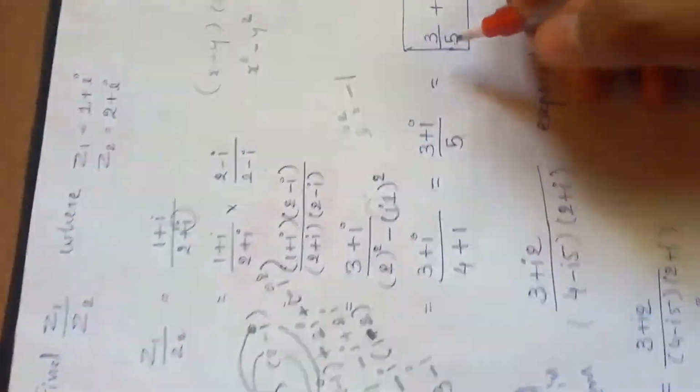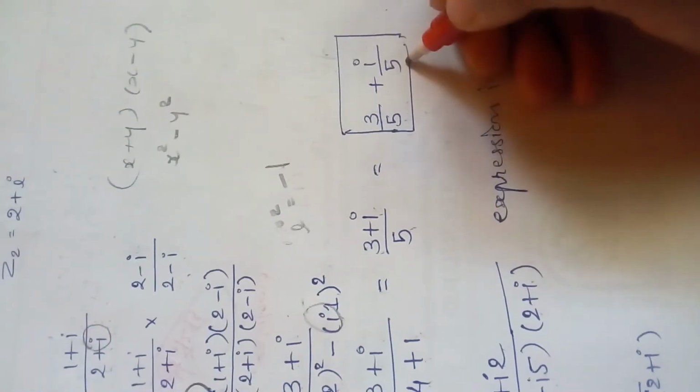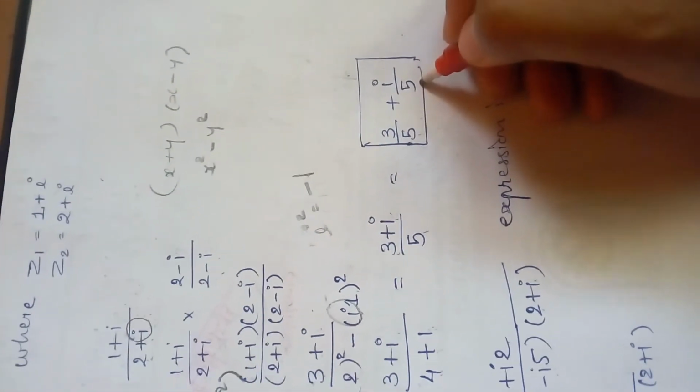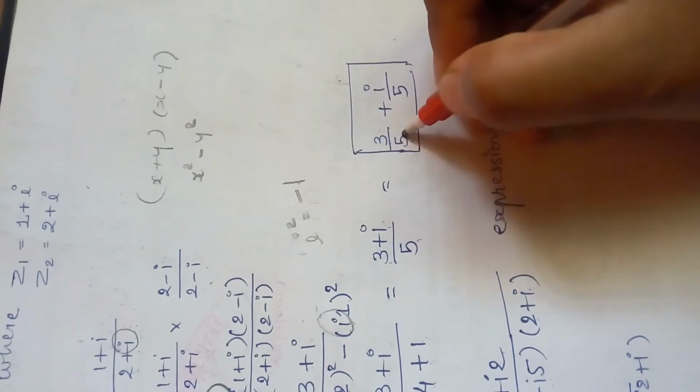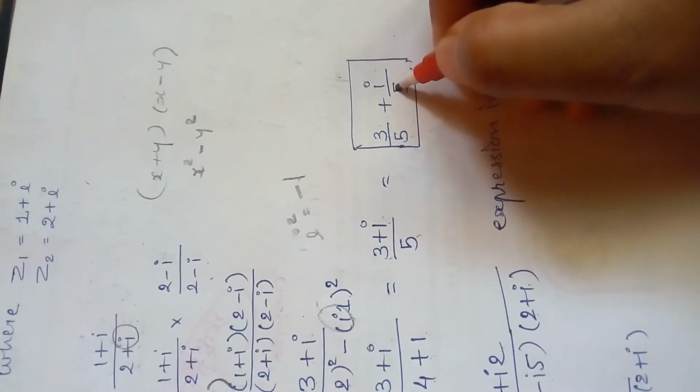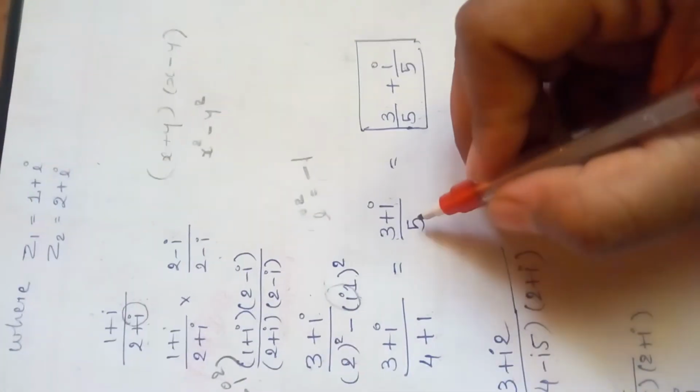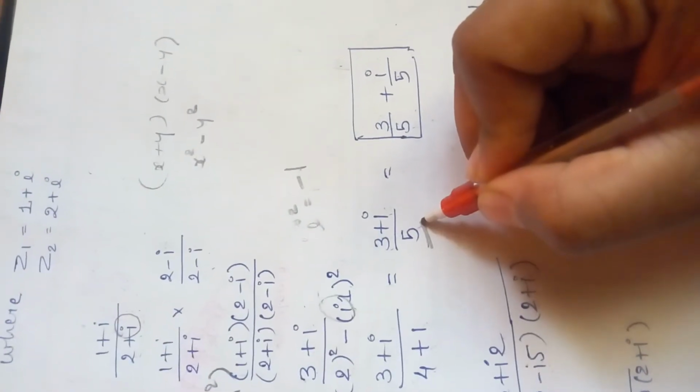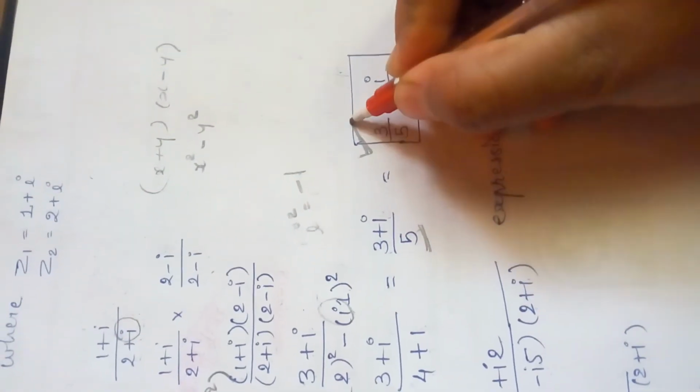Okay, the thing that you need to take care of is, at the time when you are writing an answer, you need to write 3 by 5 plus i by 5. Don't write this as your answer, write always this.